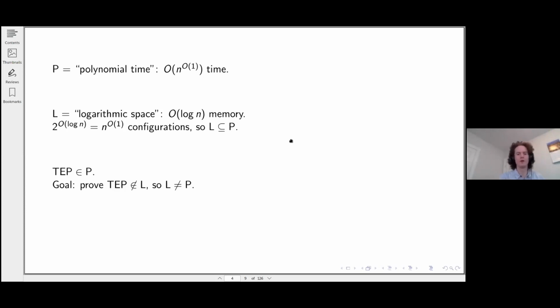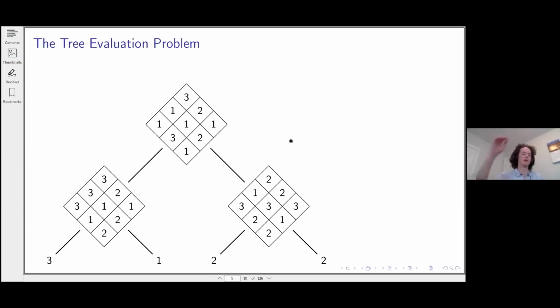Okay, so now I want to talk about what the problem actually is. So the input to the tree evaluation problem is a complete binary tree with some information attached to every node. So the leaves of the tree just have a number attached to each of them, in this case 3, 1, 2, and 2. And the internal nodes, each internal node has a whole table of numbers.